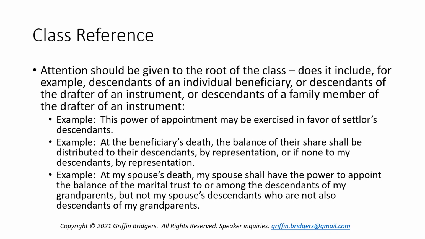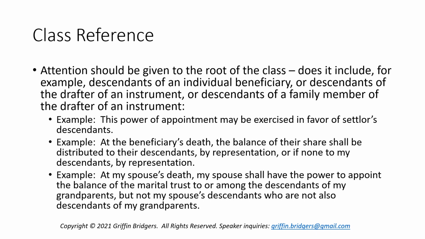Now, with that being said, it's also important to dig into who is the root of the class, who's the individual that determines where the class starts, because that could start it at many different points on the family tree. So for example, is it limited to maybe descendants of an individual beneficiary, or do you go up the family tree maybe to descendants of the drafter of the instrument, or maybe up or out on the family tree to say descendants of a family member of the drafter of the instrument? So there's a couple examples, actually 3 examples here.